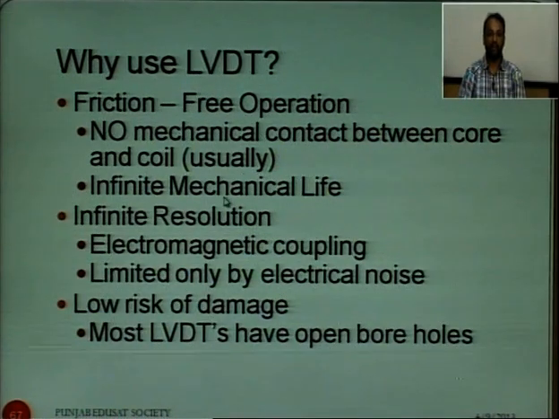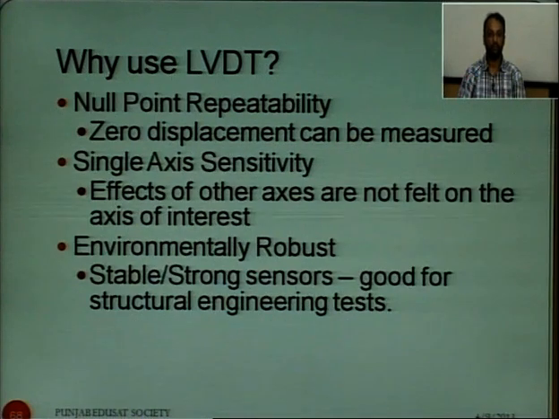Why do we use LVDT? In an LVDT, there is friction free operation because there is no mechanical contact between core and coil, infinite mechanical life, infinite resolution, that means electromagnetic coupling. The limitation is only by the external electrical noise, very low risk of damage, and most LVDTs have open bore holes, null point repeatability, that means zero displacement can be measured, single axis sensitivity, effect of other axes are not felt on the axis of interest, and environmental robustness.